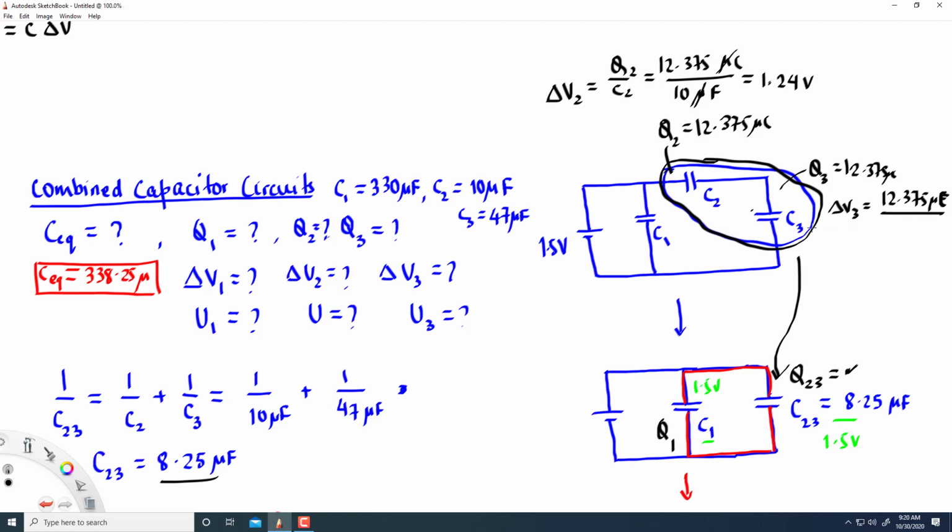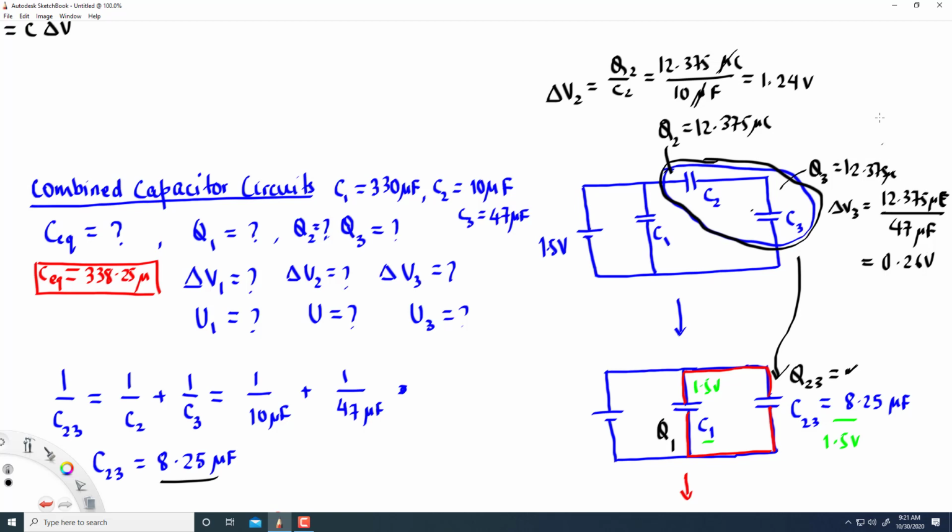Capacitance of C3 is 47 microfarad. So that gives us 0.26 volts. Okay. So we got everything except the energy. So we need to find the energy stored.